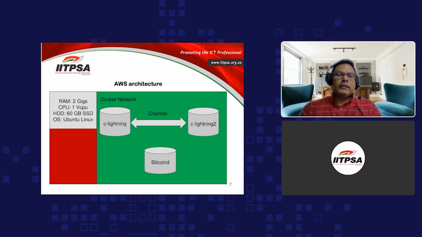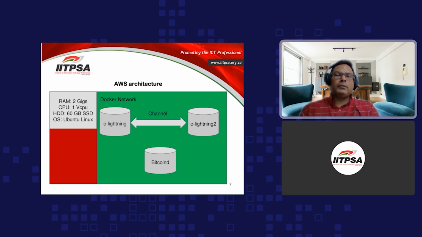So in my particular setup, I have a Bitcoin instance called bitcoind. Remember that the Lightning nodes do interact with Bitcoin eventually, so they do need a Bitcoin instance that they can interact with. And then I have 2 Lightning nodes, C-Lightning and C-Lightning 2. These 2 nodes will have a payment channel in between them, and they all link together on a Docker network.